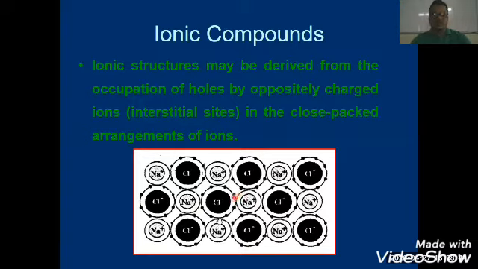In other words, I can say that in an ionic crystal, ions occupy holes. It may occupy octahedral hole, or it may occupy tetrahedral hole, or it may occupy trigonal hole, etc. Then only each ion will be surrounded by the maximum number of oppositely charged ions, and the result will be the attraction between oppositely charged ions will be higher than the repulsion between same kind of ions.